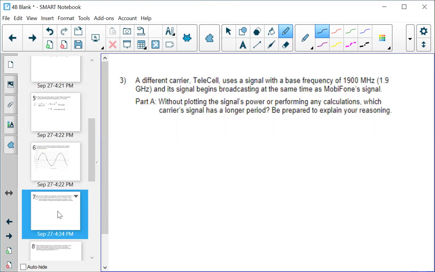Number 3, a different carrier, Telecell, uses a signal with a base frequency of 1900 megahertz, and its signal begins broadcasting at the same time as Mobiphone's. Part A, without plotting the signal's power or performing any calculations, which carrier signal has a longer period? Well, Mobiphone's signal has a longer period.